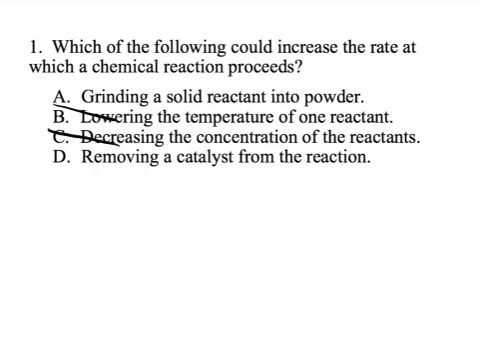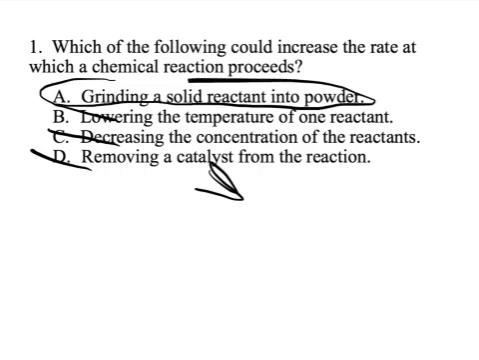Removing a catalyst. A catalyst speeds up a chemical reaction. It itself is not used up in the chemical reaction, but it can cause the reaction to occur at a faster rate. So the correct answer is A, grinding a solid reactant into a powder. It's like taking a T-bone steak and chopping it up so it'll cook faster.